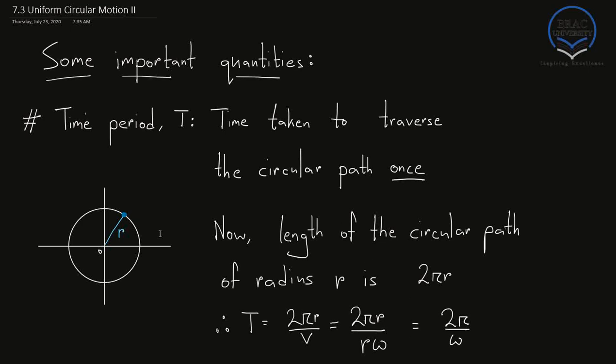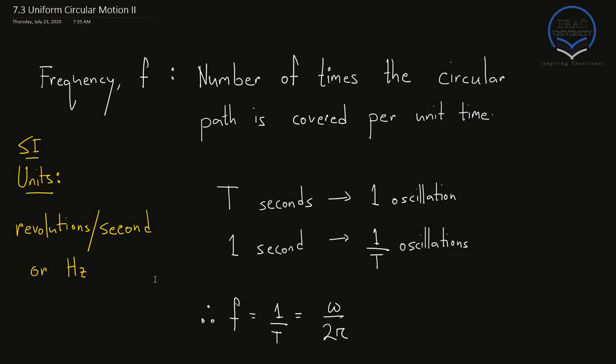Okay, can we express this T in terms of omega, the constant angular speed? So the length of this path is of course the circumference, it's 2 pi r. Then the time period T is 2 pi r divided by the constant speed, which is v. But v is equal to r omega, so T equals 2 pi by omega. That's a useful formula. Let's look at another quantity, which is the frequency.